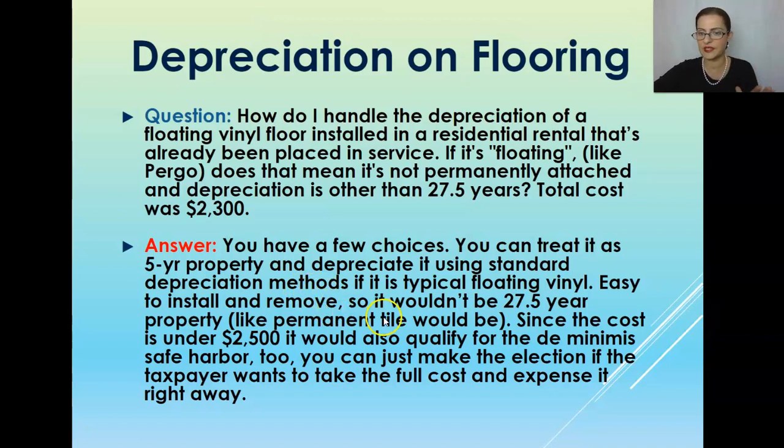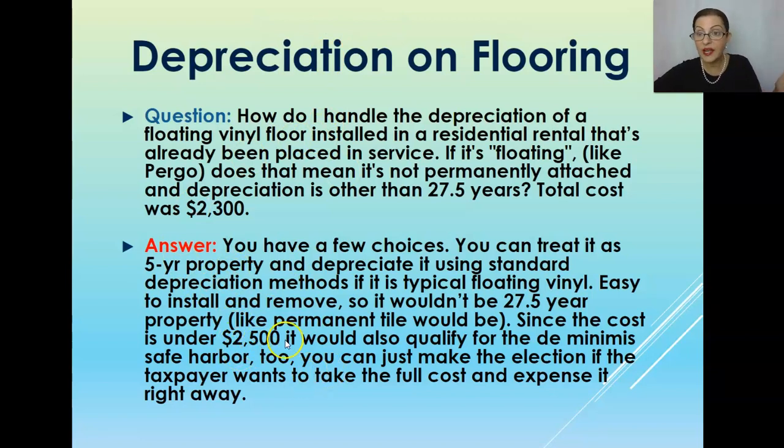So this taxpayer has choices. They can choose to take the de minimis safe harbor and expense the whole thing because it's under $2,500, or they can choose to depreciate it over 5 years because it's not a permanent installation like tile. Now, if you were to install tile, like a permanent flooring where you're putting the stucco down or whatever it's called, or the grout, then that's going to be 27.5 years, and it basically gets depreciated over the life of the rental. That's assuming that you spend less than $2,500 to install the tile.